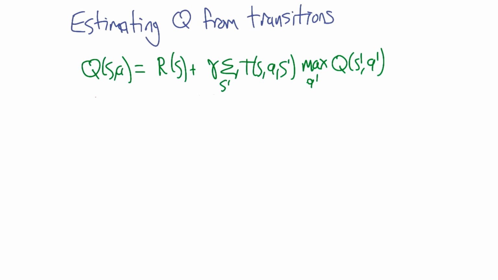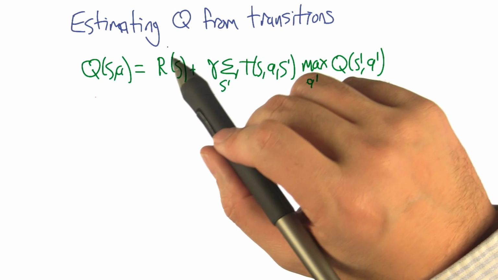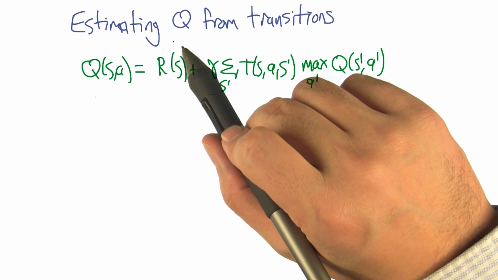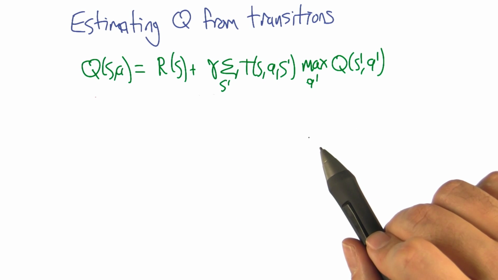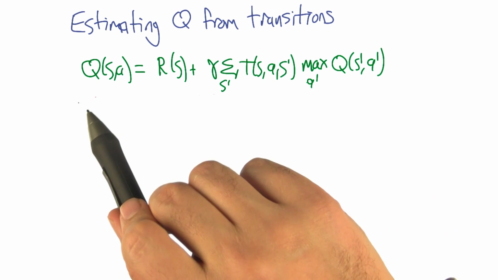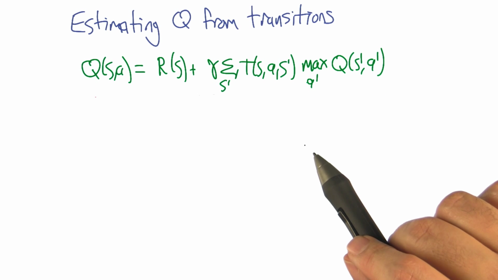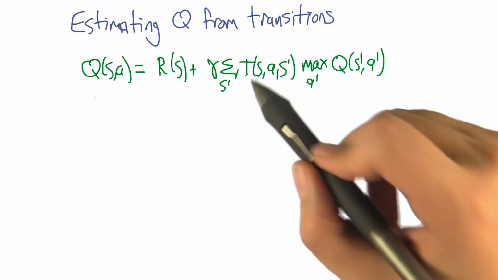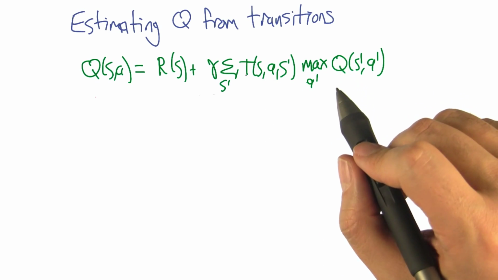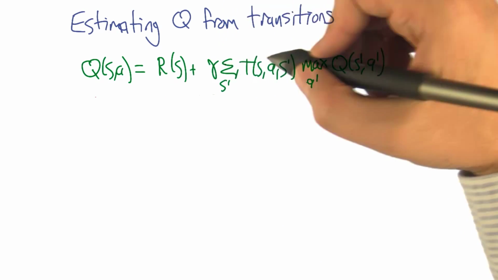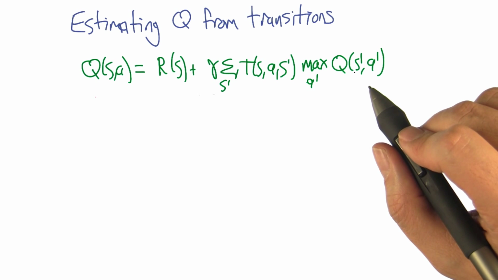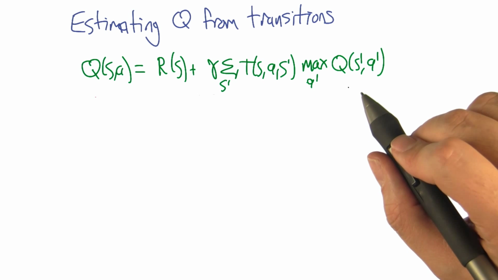All right, so what we're going to do to figure out how Q-learning works is think about what it means to estimate this Q function from transitions. Let's remember this is the form of the Q equation that we've been talking about. And we can't solve this because we don't have access to R and T. All we have access to are transitions.